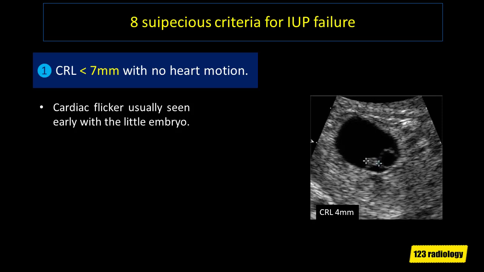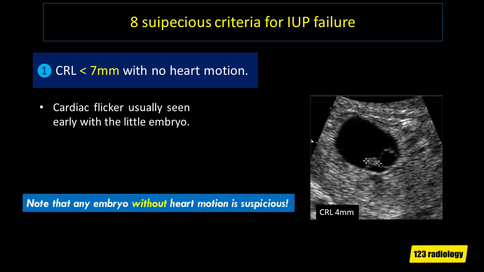If you see an embryo without heart motion, that is suspicious for pregnancy failure. As you can see on the image, the crown rump length is 4 millimeters, however no visible cardiac pulsations. This is suspicious for pregnancy failure, and follow-up ultrasound study is highly recommended. Note that any embryo without heart motion is suspicious.